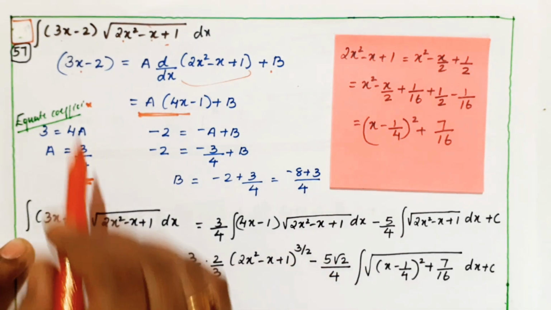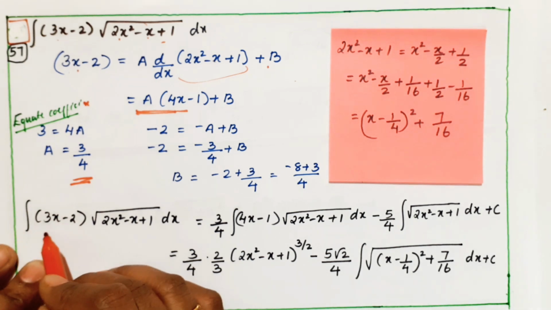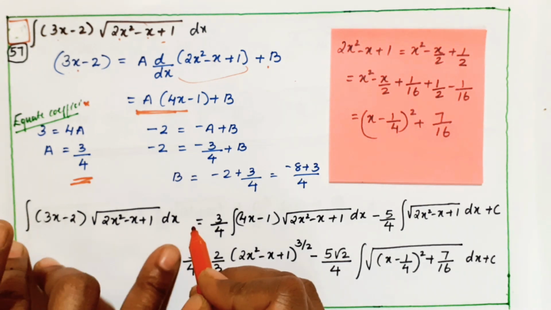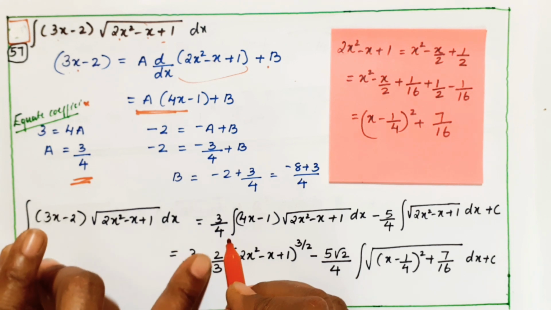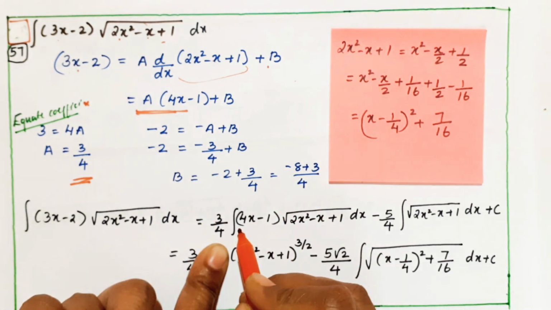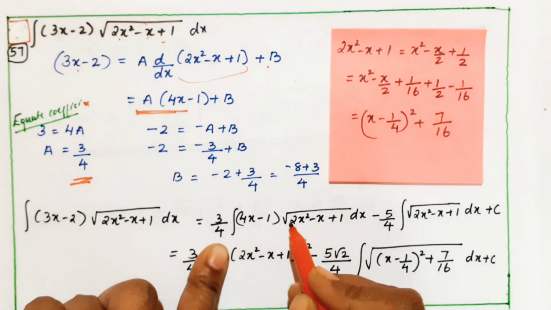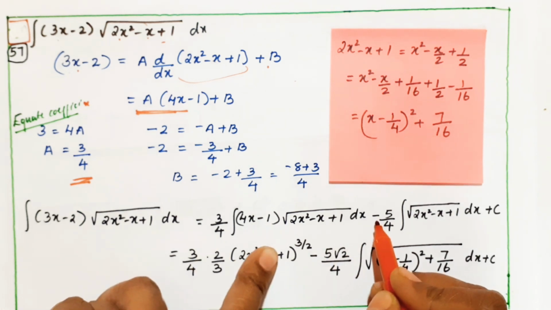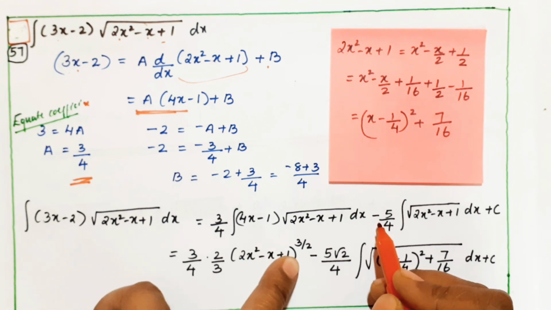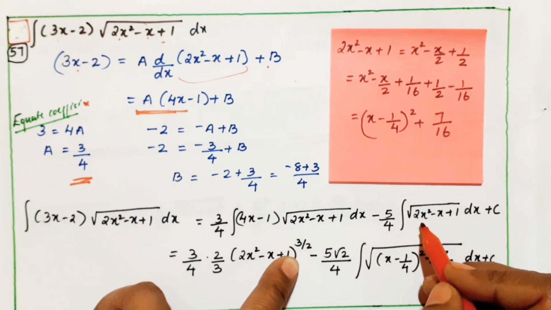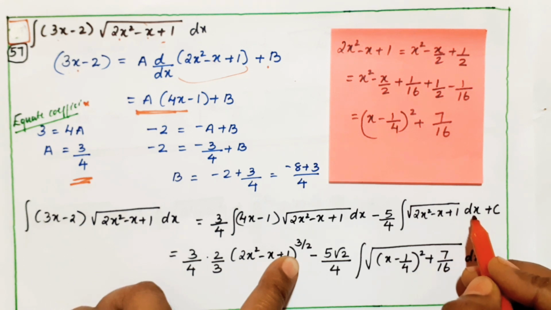So what we are doing is, I am just writing this form, that is integral of 3x minus 2 root over 2x square minus x plus 1 dx is equal to 3 by 4 into, what is the term? 4x minus 1 into root over 2x square minus x plus 1 dx, minus 5 by 4 integral root over 2x square minus x plus 1 dx plus c.